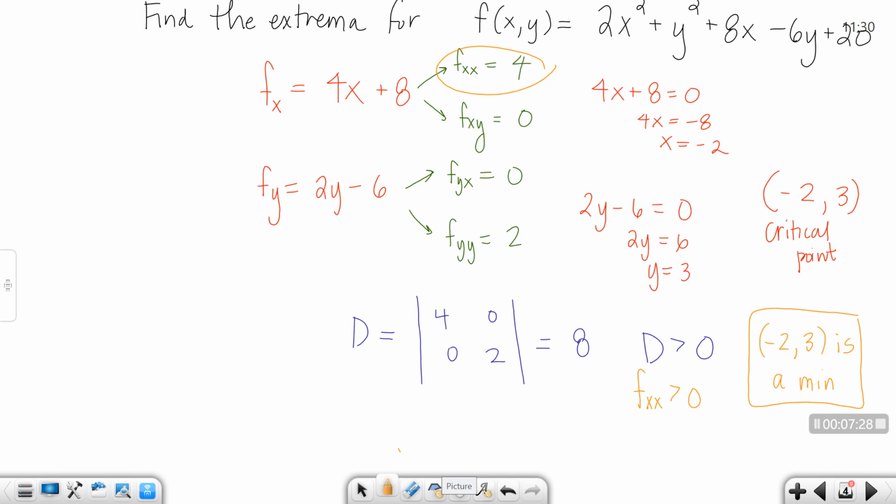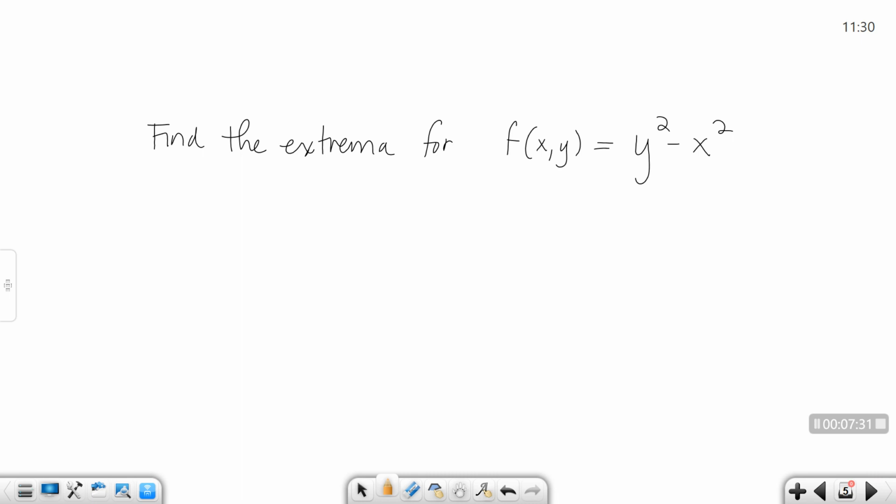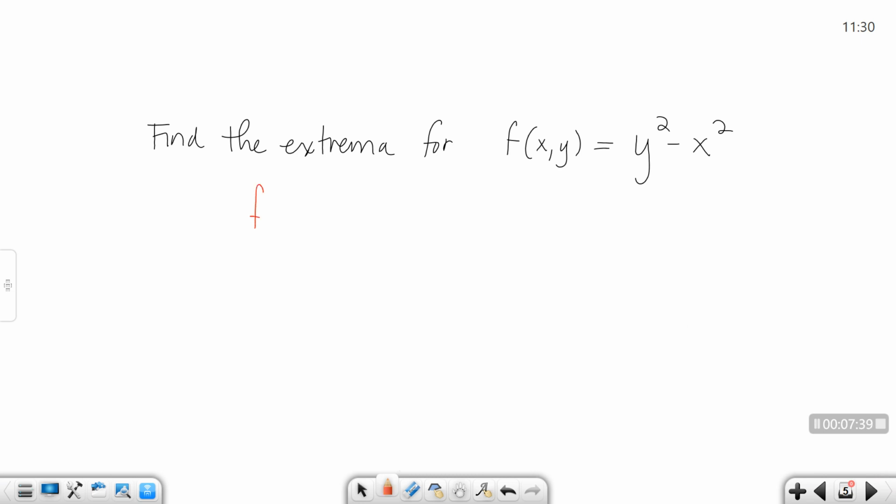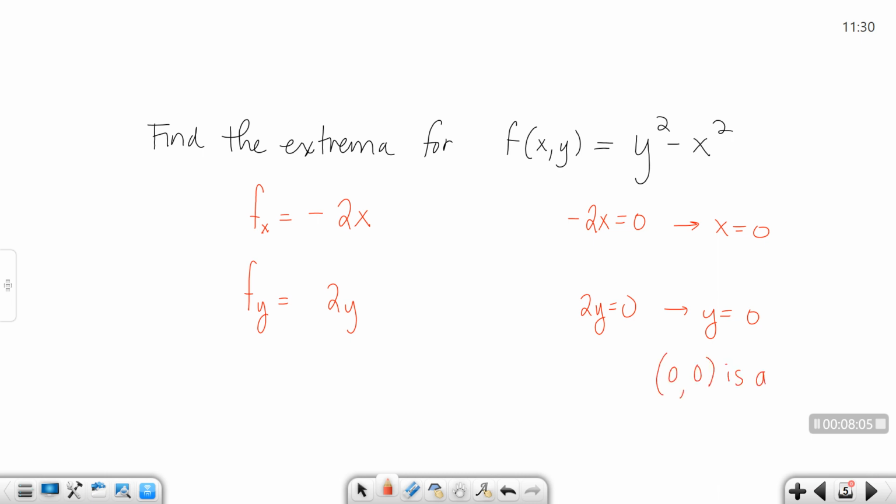So then we have this one. We'll do the same thing again. The partial with respect to x would be negative 2x, and the partial derivative with respect to y would be 2y. So we'll set negative 2x equal to 0 and 2y equal to 0, which means that x equals 0 and y equals 0. So (0, 0) is a critical point.